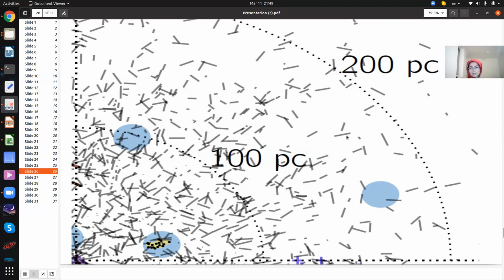For example, this one is maybe 4 times faster in velocity than this one. You see that, for example, in this direction most of them, or some of them, move in the same way, but in here, no, we have more random or chaotic proper motion.